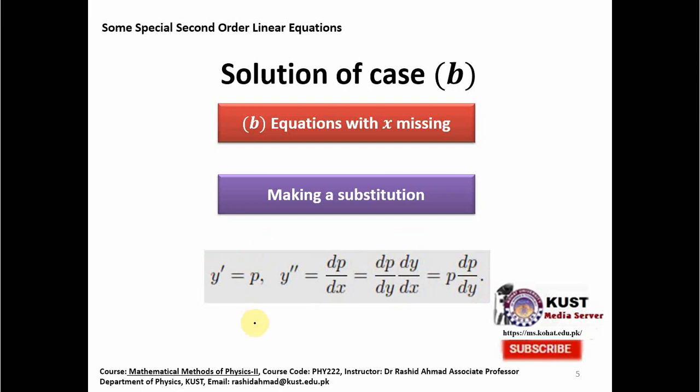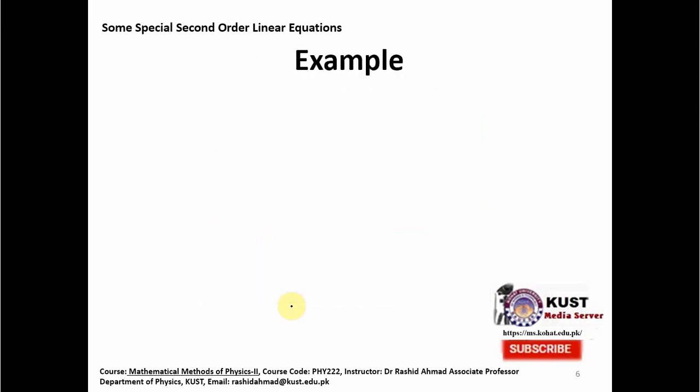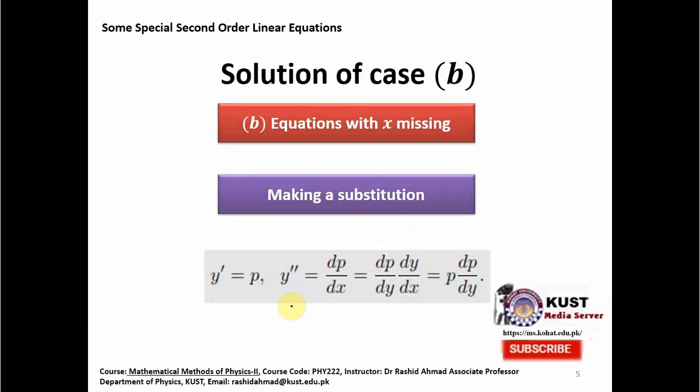So in this case also, making such a substitution, what we get is a first order equation, and in this first order equation we can solve it by integration, then put back the substitution and solve it again and get the final solution. So this was the method for solving case b.